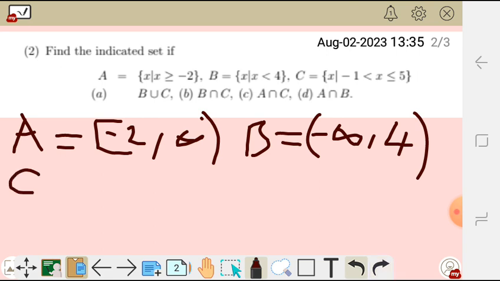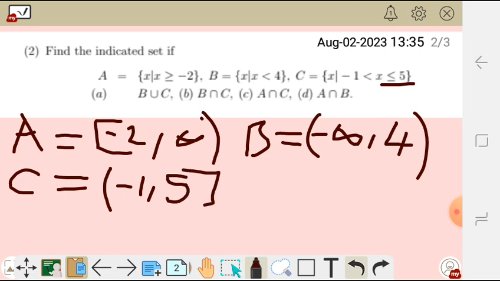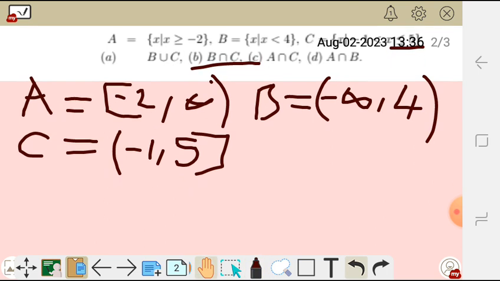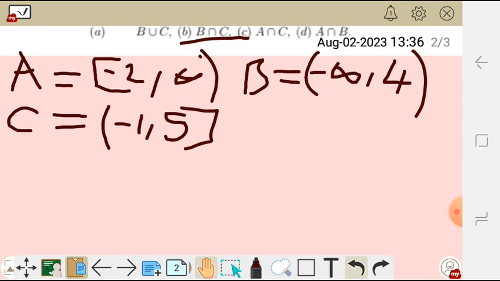Then we have C equal to, so our C includes all the numbers which are between -1 and 5, including 5, because x is equal or less than 5. Okay, so we are going to have an open bracket because -1 is not included in that set, comma 5, and we are going to use a closed interval, which is a square bracket. So after you have simplified your set builder notation, you can now go direct to your questions, and in this case we are going to answer question B, which is B intersection C.